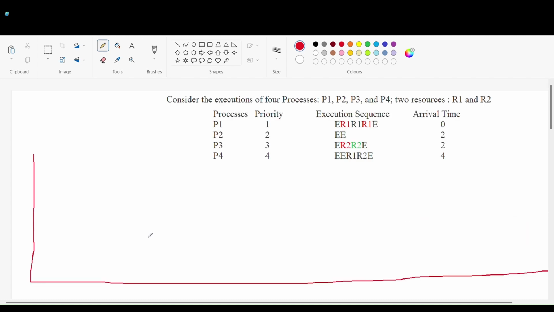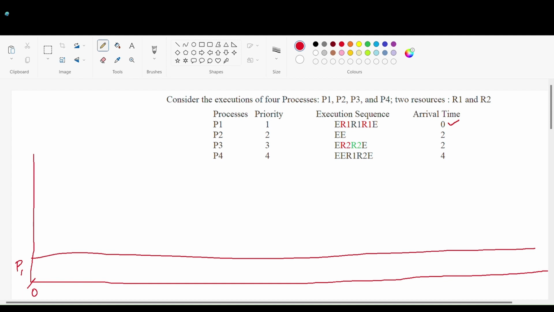Now which process will execute first? P1, because the arrival time is 0. At time 0 P1 enters the system. There is no other process except P1. So P1 enters the system and starts to execute at 0.